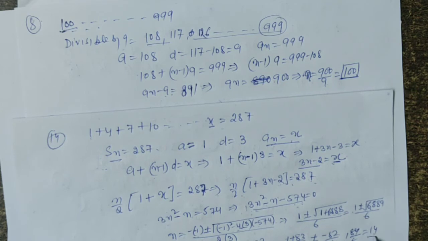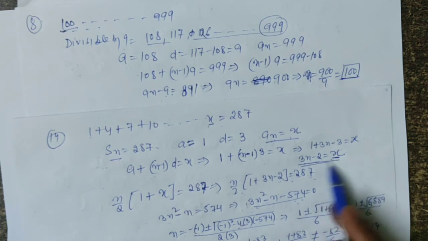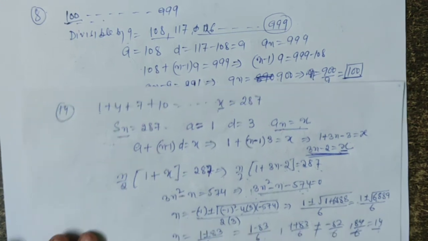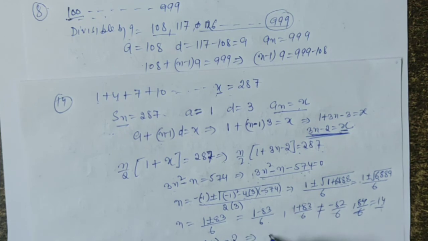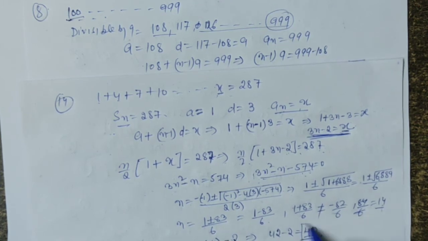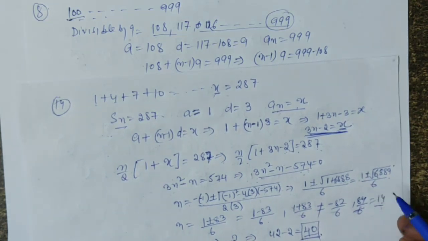It's 14. So therefore what will be x? x will be this. Solve the equation. So x is 3 into 14 minus 2, and this is equal to 42 minus 2, it is 40. The value of x is 40. It's a little bit high calculation, so you should know how to find the under root. Okay.